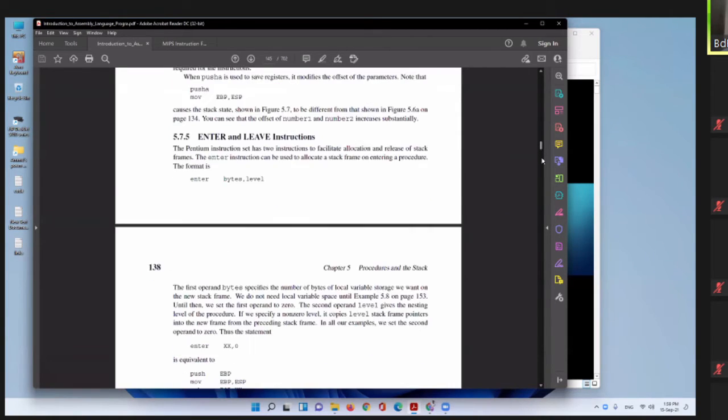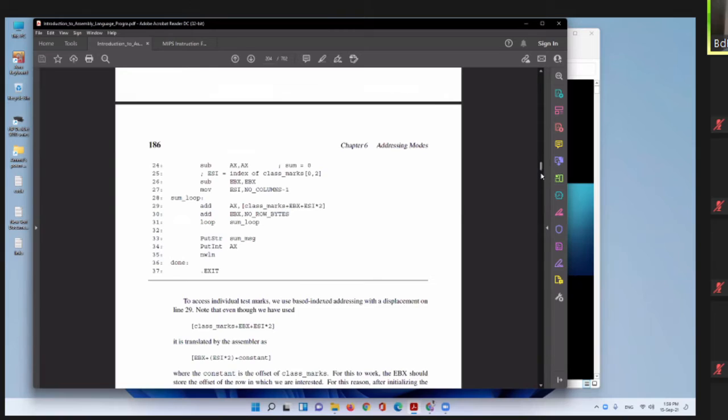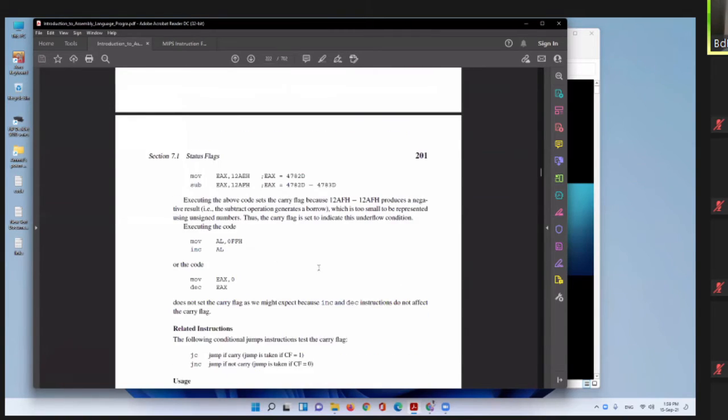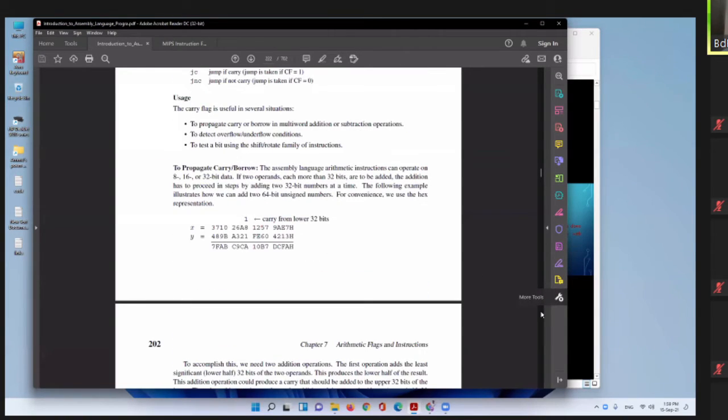After that, we have discussed 7.2. In 7.2, we have discussed multiplication and division.